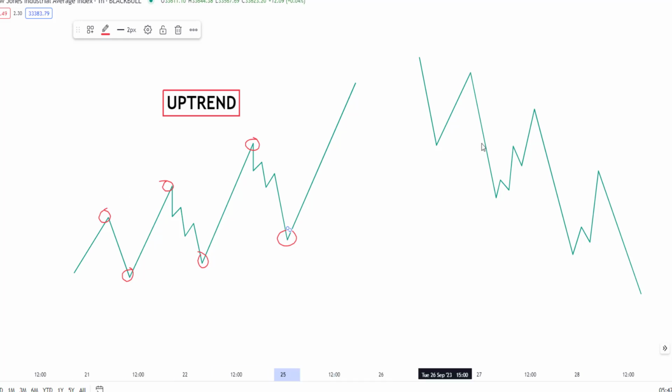Likewise, when we are forming a downtrend, we have the exact opposite of this kind of movement, where we can see a series of lower lows, and then a lower high, and a lower high. Whenever we have a combination of these, we have a downtrend.